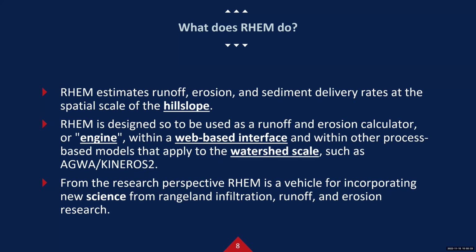So what does RHEM do? Again, it estimates runoff, erosion, and sediment delivery rates at the spatial scale of a hill slope. And again, this was designed to be a calculator. There's a web version of RHEM, which just looks at a single hill slope. You can put in various soils parameters. You can put in the climate from long-term reference networks, and you can define the shape. So that's been integrated into KINEROS as sort of the engine for our hill slopes.